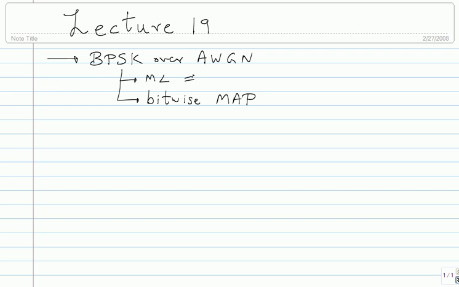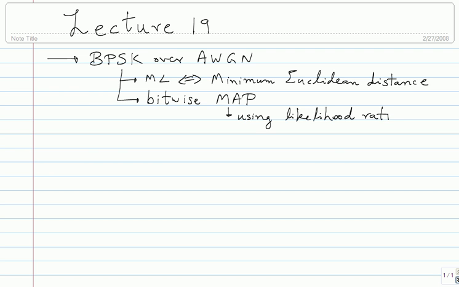So maximum likelihood became equivalent to what? Minimum distance, right? Minimum what distance? Euclidean distance. In fact, for BPSK, you can go one step further and say it's the same as what? Maximum dot product, right? Maximum correlation is also the same. But for bitwise MAP, we did a whole bunch of simplifications, and finally we saw the best way to write it is using likelihood ratios. You can simplify the expression a little bit and write something that looks reasonable at least.